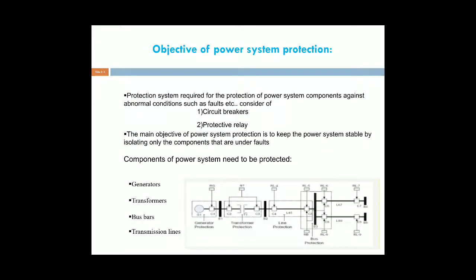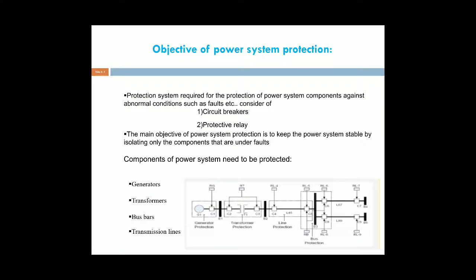Okay, first coming to the objectives of power systems. The various power system protective components are fuses, circuit breakers, relays, lightning arresters, etc. These are the main protective components in the power system. The main objective of power system protection is to protect the various equipments in power systems from abnormal or faulty conditions.